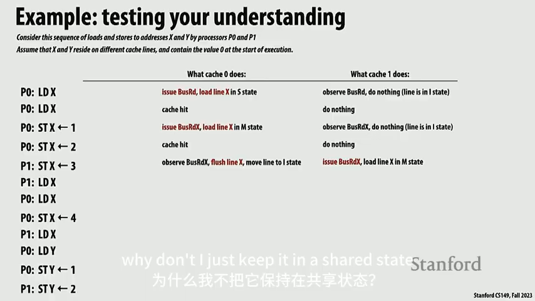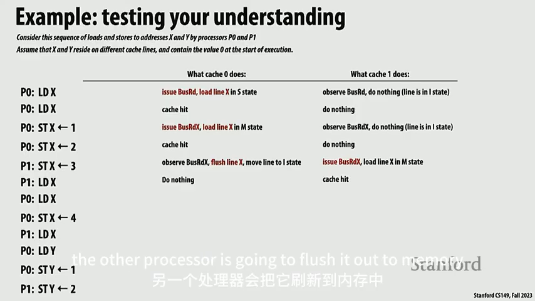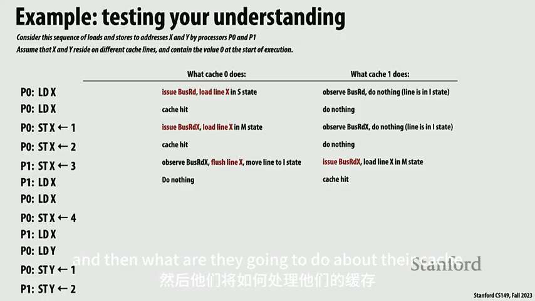Why don't I just keep it in a shared state? Because it's going to be stale, because the other processor is going to write to it. Exactly. So now if another load by the other party happens, it doesn't matter to me because I don't have the value. If I want to bring it back and read it, I'm going to say, "Hey, I want to read this value now." The other processor is going to flush it out to memory, and then what are they going to do about their cache?